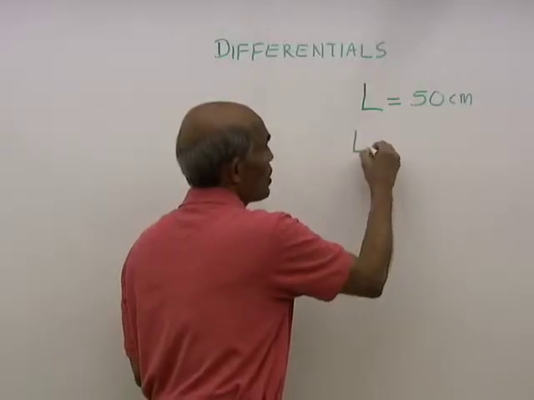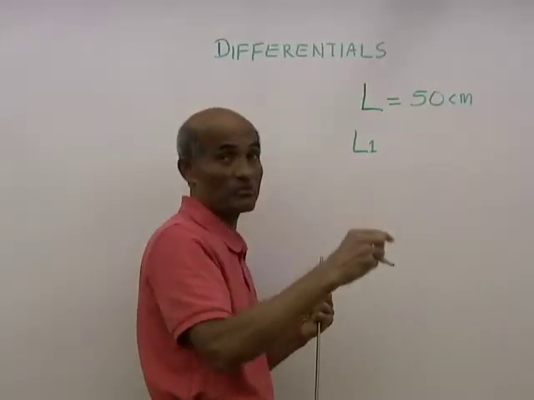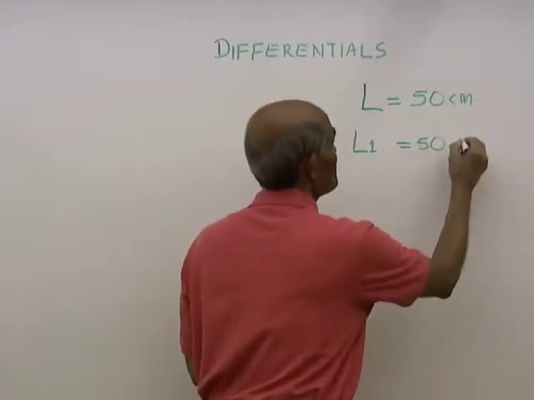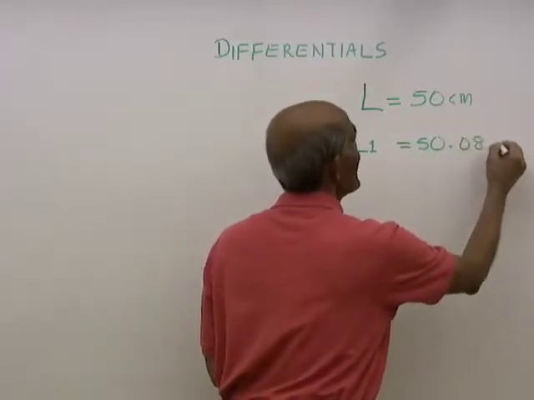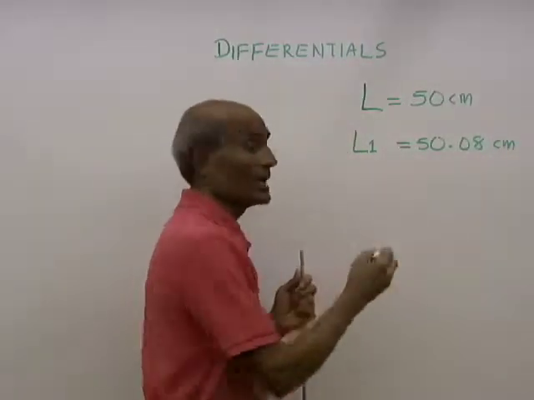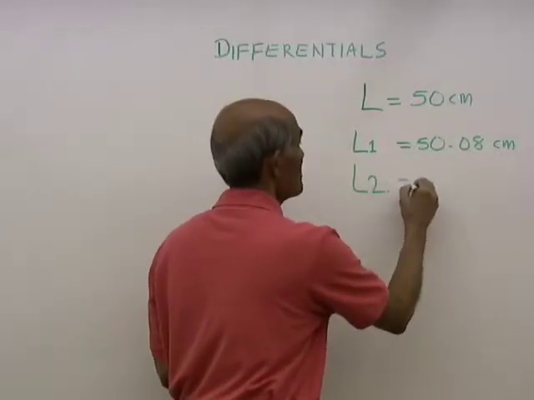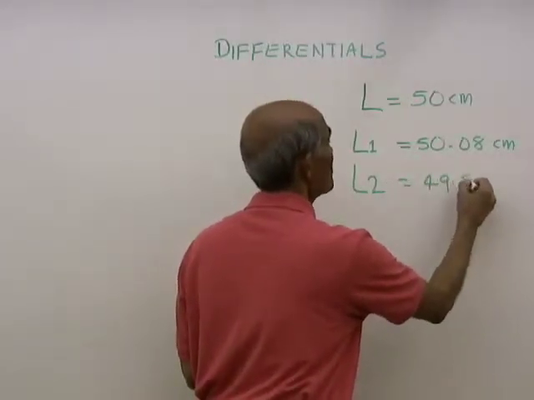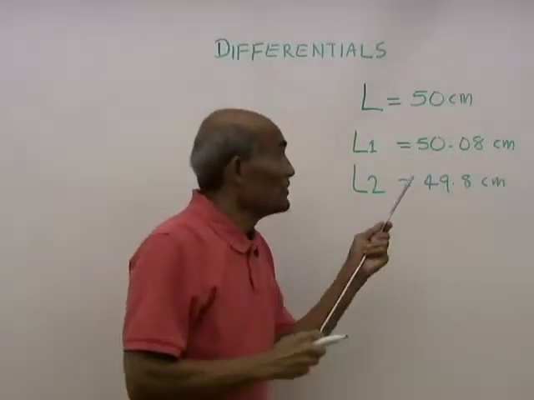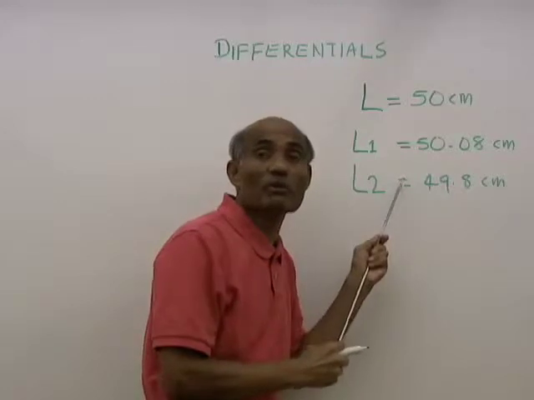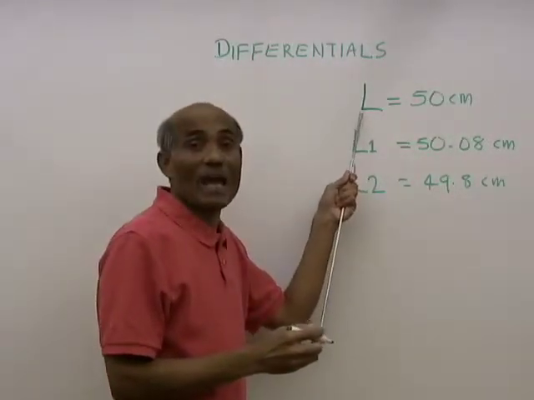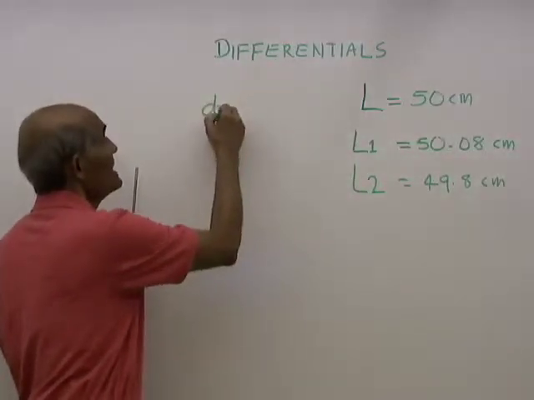measured the length, I'm going to call it L1, the measurement made by the first student. Gave me a measure of 50.08 centimeters. Now, a second student gave me a measurement of 49.8 centimeters. Now, there are errors involved in both these measurements. Now, the error in measuring L, we write it as DL.